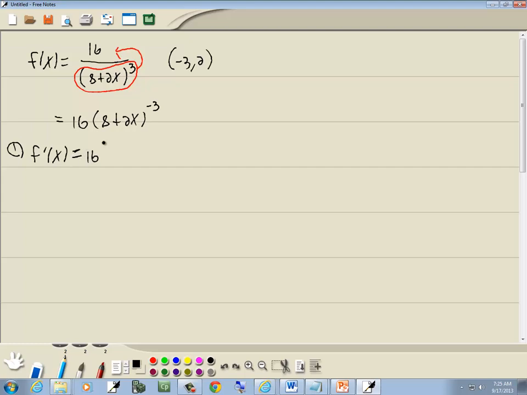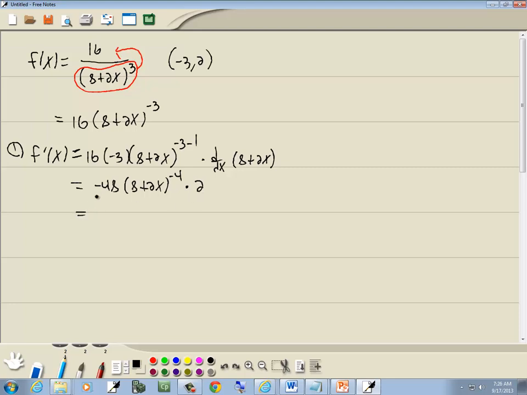This is the chain rule, the general power rule. It says if you have parentheses to a power, you take your power and put it out in front. What's inside the parentheses remains as is. Lower your power by 1, so negative 3 minus 1, times the derivative of what's inside your parentheses. 16 times negative 3 is negative 48, and then we got 8 plus 2x to the negative 3 minus 1, which is negative 4. And then the derivative of 8 is 0, and the derivative of 2x is 2.